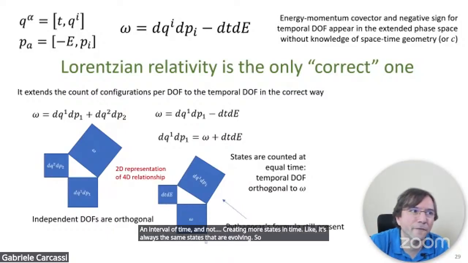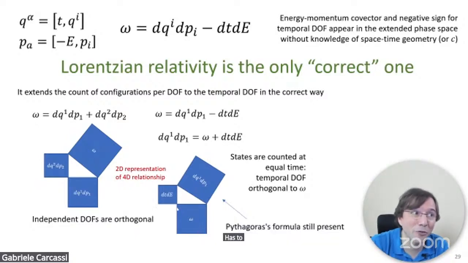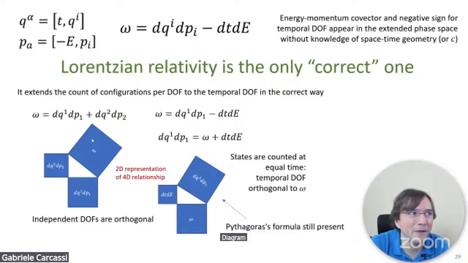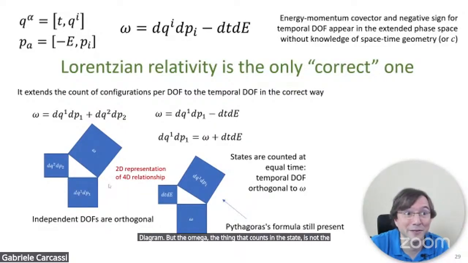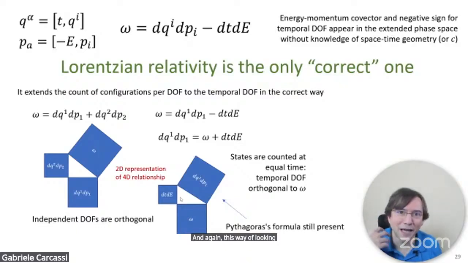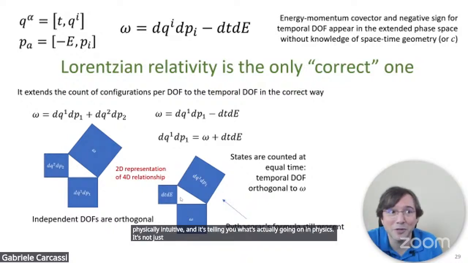So the form that measures the flow, that defines the configuration and counts the state, has to be orthogonal to the temporal degree of freedom. And so now we still have a Pythagoras diagram, but the omega, the thing that counts the state, is not the hypotenuse anymore. It's one of the sides, because it has to be perpendicular to the temporal degree of freedom. And again, this way of looking at it is a lot more geometrical, a lot more physically intuitive, and it's telling you what's actually going on in physics. It's not just a minus sign, because it's telling you something.